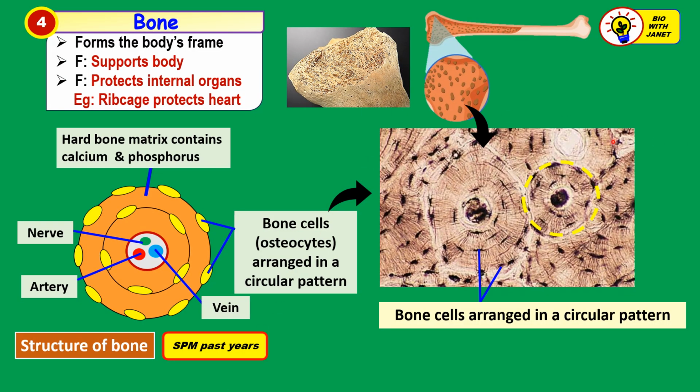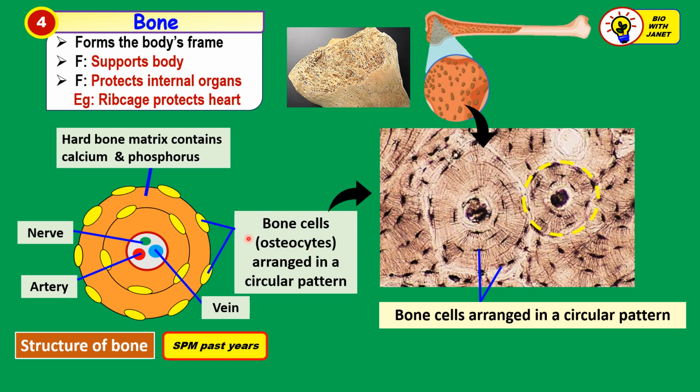The fourth connective tissue is bone. Bone forms the body's frame or skeleton, supports the body and protects internal organs, such as the ribcage protecting the heart and the lungs. So this is a cross-section through bone tissue. If you look closely at the bone tissue under high power magnification, you will see that the cells are arranged in a circular pattern.